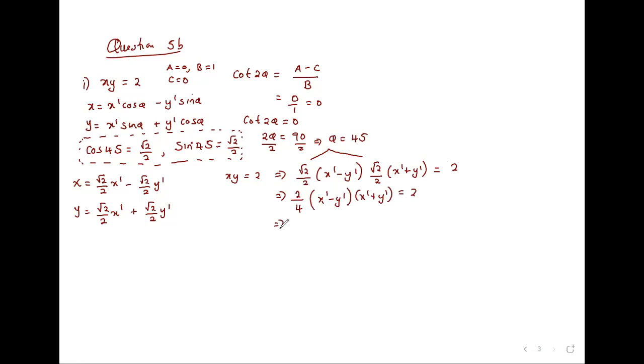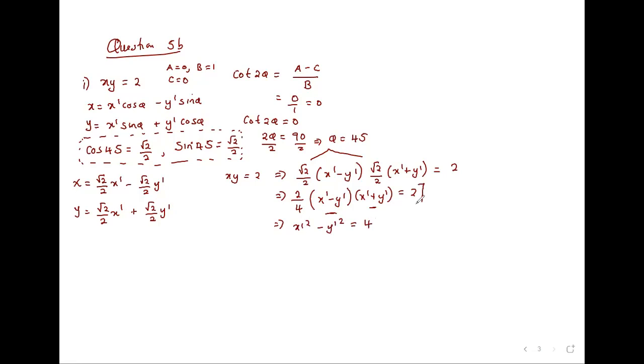If you push this to the other side, the 2 over 4, which is 1 over 2, if we push it to the other side, we remain with the difference of squares on the left, this one multiplied by this one, which is x prime squared minus y prime squared, giving us 4.